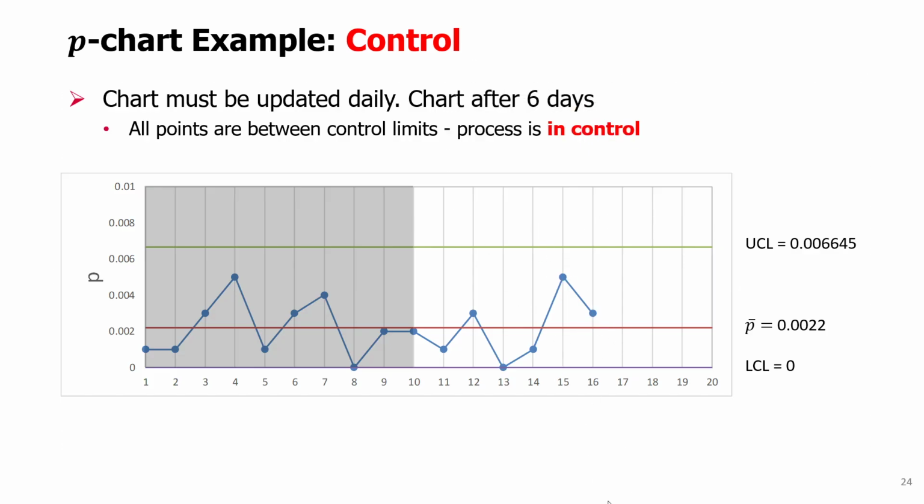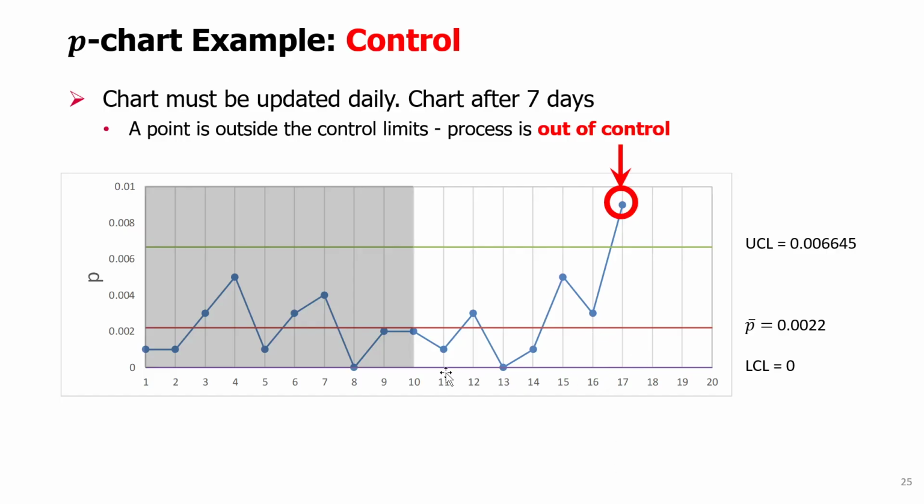Now, suppose this is day 7 after we set up the chart, so day 17 actually on this chart, and we see that the percentage of defects was larger. We had 9 defects out of 1,000. And of course, this is more than the variability that we expected. We have a new point that is above the upper control limit.